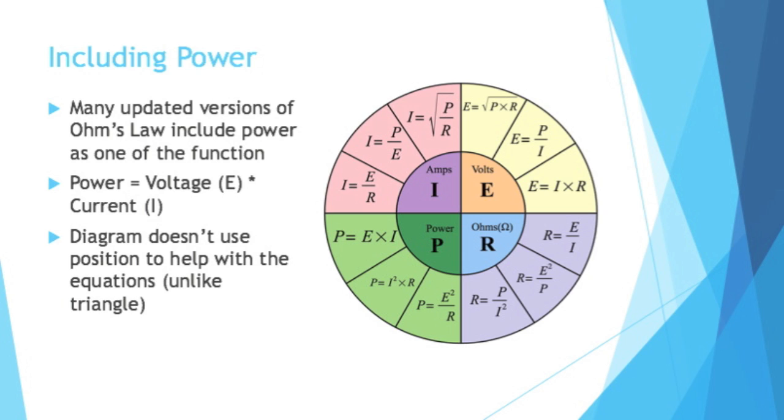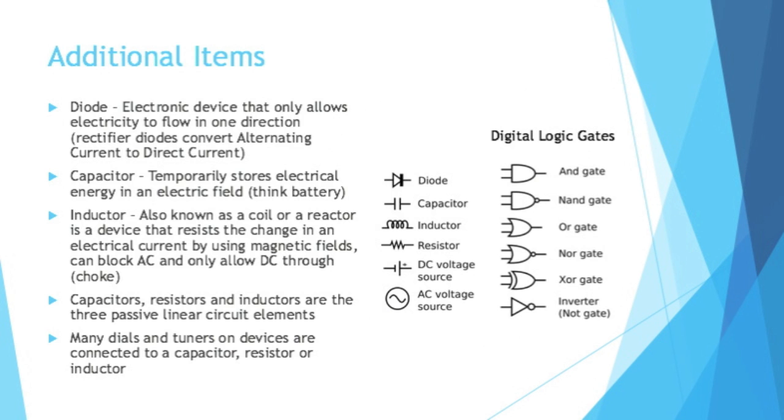If you include power, it becomes a wheel, although this diagram is useful too because it does have all the equations laid out. So power is just voltage times current, and sometimes voltage is represented with an E, not always a V. What's useful about this is that you can use power to solve for resistance, current, or volts. So if for some reason you have power but not something else, you could use one of those equations to figure it out.